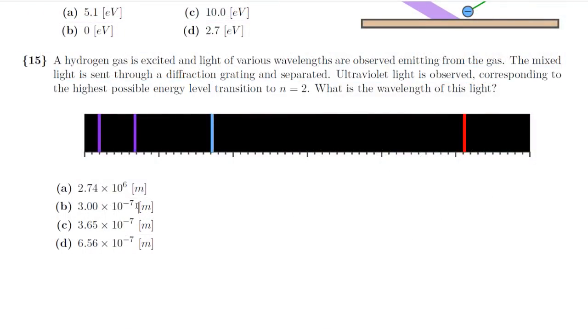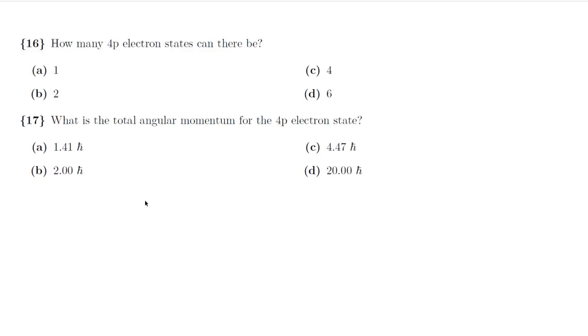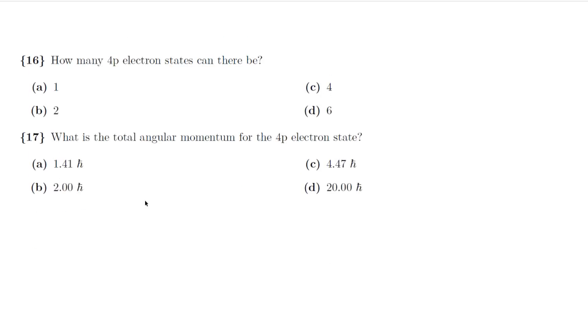Let's look at the last two problems on here. These last two problems are very closely related. This has to do with the configuration. So here, how many 4p electron states can there be? Another way I could ask this is how many possible configurations could I have?